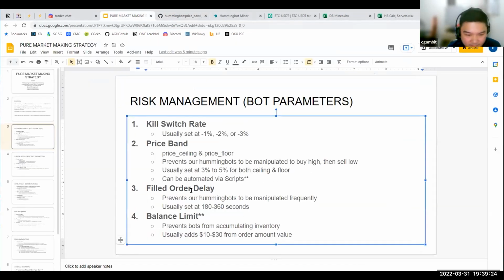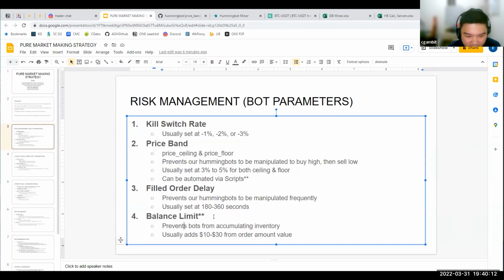And then the third one is the filled order delay. Usually we change the default value of 65 to around 3 minutes to 6 minutes. The purpose is so that our bot will not be manipulated frequently, because if any order is filled, then the bot will stop trading for the next 3 minutes or so. We find this parameter very useful, especially during high volatility periods, when the filled order delay comes into play.